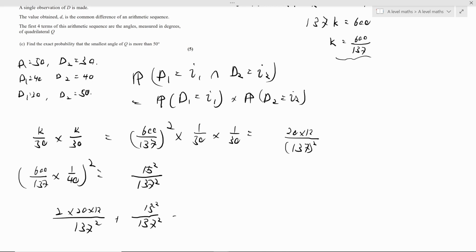Let's just type it into a calculator. And you should roughly have the probability is 0.0376 roughly. Okay.